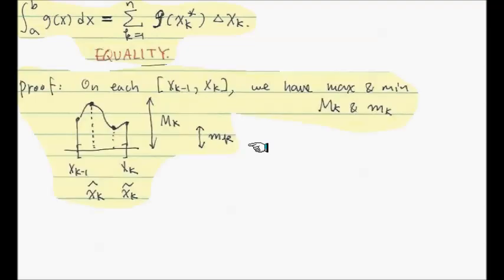Here, first we have for each interval, the kth interval from xk minus 1 to xk. Because it's a continuous function, on this interval there is always some point where the function takes a maximum, and some point, let's say xk tilde, where the function takes a minimum value. So Mk is the maximum on the kth interval, and little mk is the minimum on the kth interval, as written here.